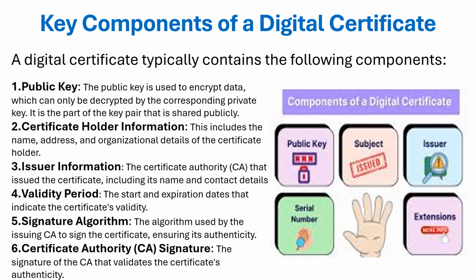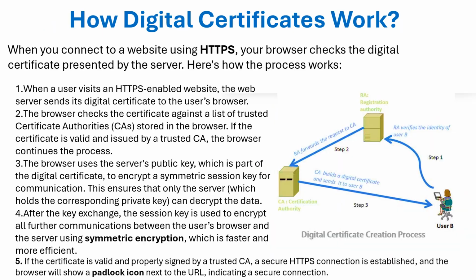Then the signature algorithm, the algorithm used in issuing the digital certificate to sign the certificate, ensuring its authenticity. The sixth one, the certificate authority signature, the signature of the CA, the certificate authority, that validates the certificate's authenticity. On the right-hand side, we are showing the public key, the subject, the issuer, the extension, the date, the duration, and the serial number, or what we call the certificate signature.